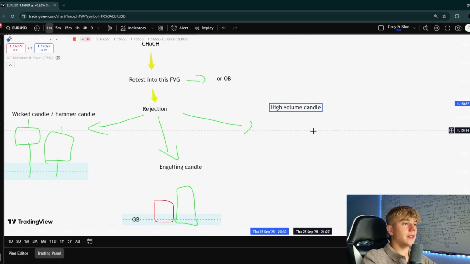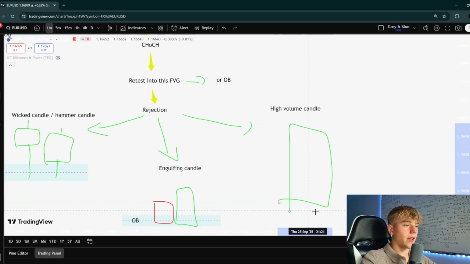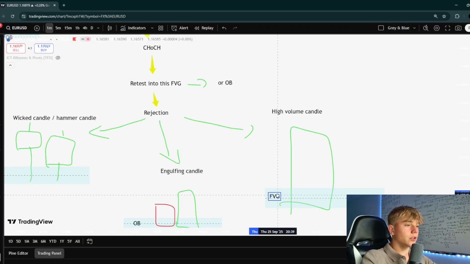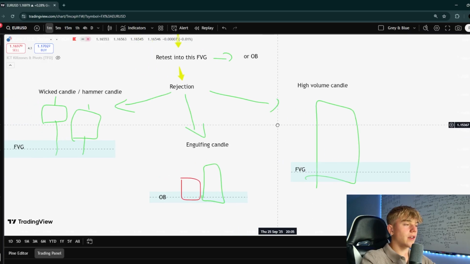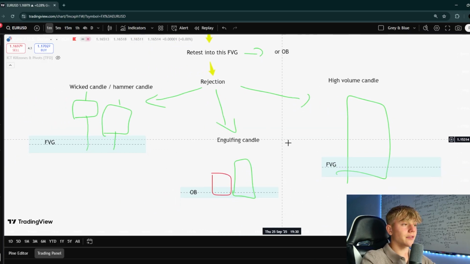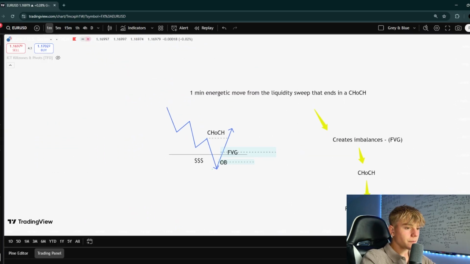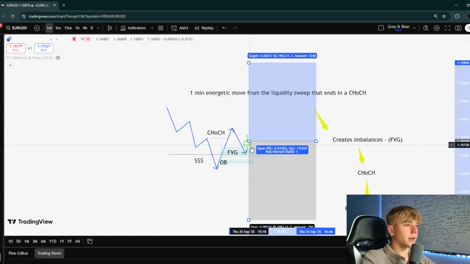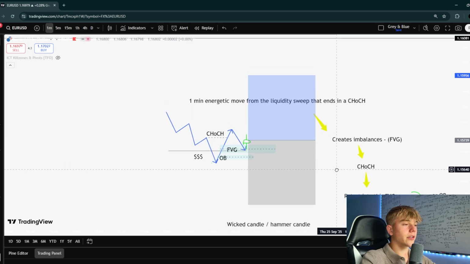And then the last sort of rejection we want to see is just a high volume candle. And this very simply is just a candle that is fat like so. And let's say we had our fair value gap down at this area like so. Once we see a high volume candle reject off this fair value gap, we know that that is a good sign that the fair value gap is being respected. So very simply, price comes back down into our fair value gap, let's say gives us a hammer candle rejection like so. At that point, on the close of the hammer candle, we'd go for our bullish position.